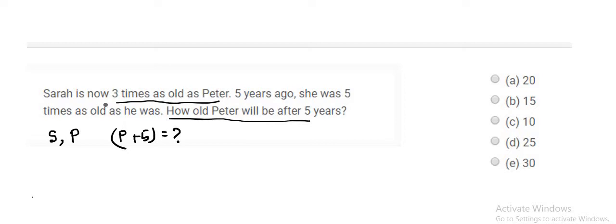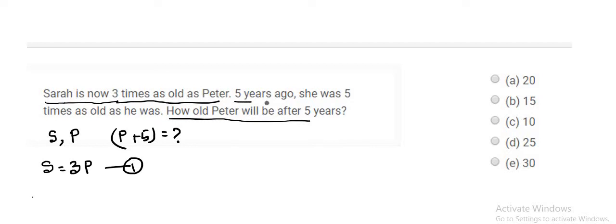Now let us look into the other relationship. It says that Sarah is now 3 times as old as Peter. So at present Sarah is 3 times as old as Peter. I usually use the sentence structure in order to find the relationship. So you see that it's pretty straightforward. Sarah is 3 times as old as Peter, so S equals 3P. That's equation number 1.